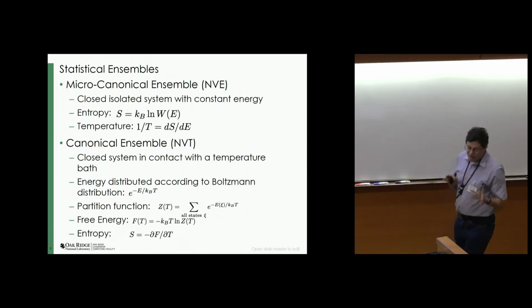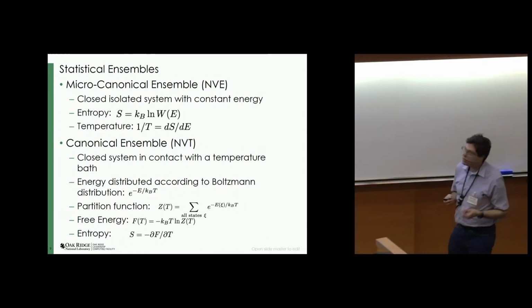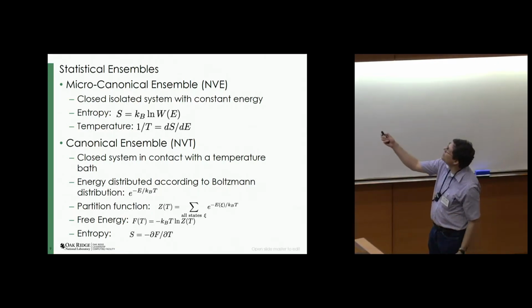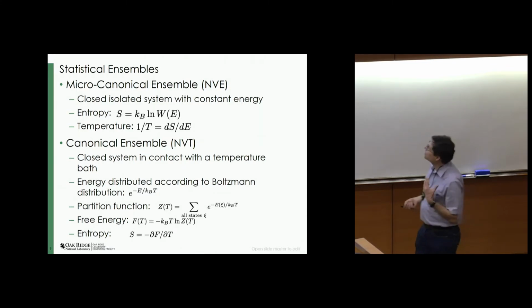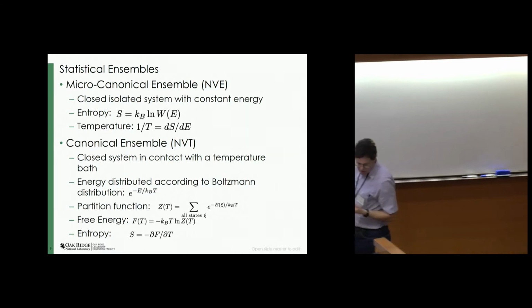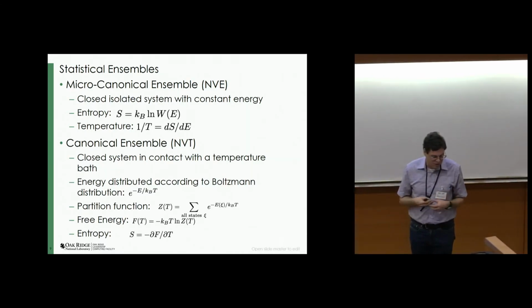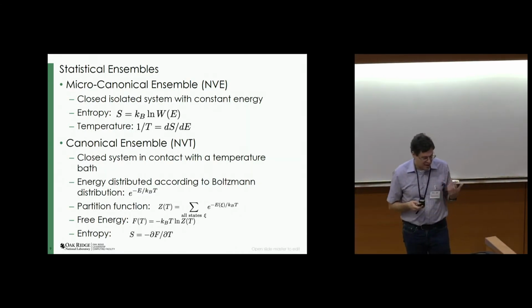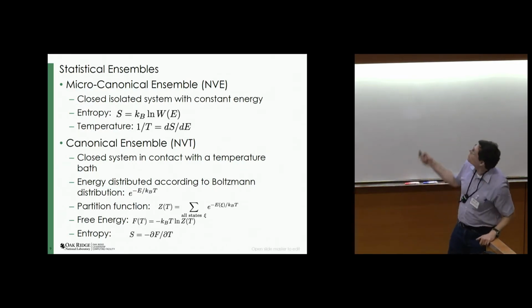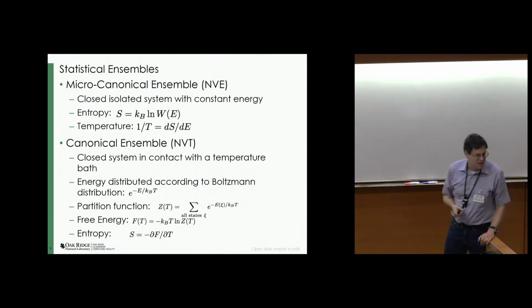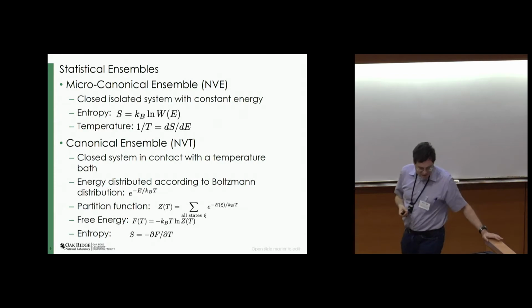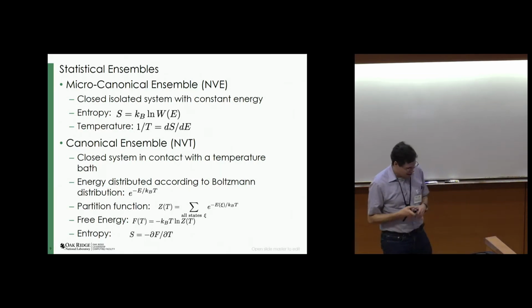there are basically in statistical mechanics different approaches to describe this. So one is what's called the microcanonical ensemble. You consider a closed, isolated system at a constant energy, then the entropy of the system is exactly this formula that you've seen on Boltzmann's gravestone.